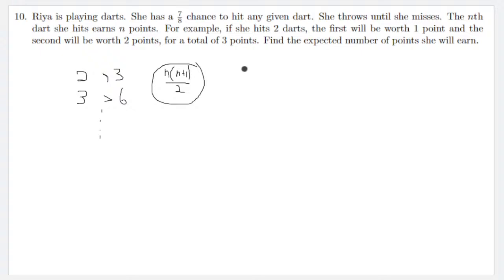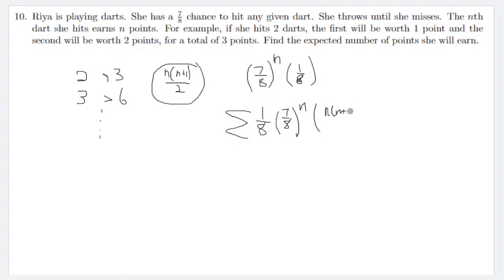Well, what's the probability she hits n darts? Well, it's 7/8 to the power of n. But she can only hit exactly n darts, so she must miss the next one. Okay, so now, given that, let's sum it all up, right? Because expected value is the probability times the value summed across all the cases. So basically, we're summing this value across all n.